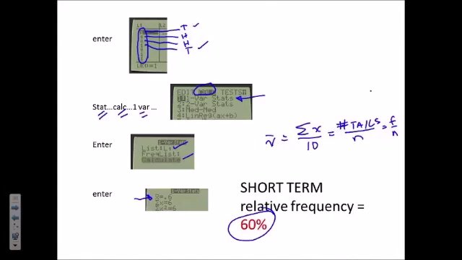Now 60% is not 50%, but it's pretty close. You can go home and do this yourself. You'll get a different value for f over n. But it's hard to tell what's going to happen in the short run. What the law of large numbers says is, in the long run, the relative frequency is going to come out to be very close to the theoretical probability.